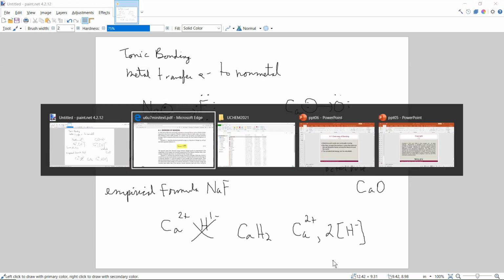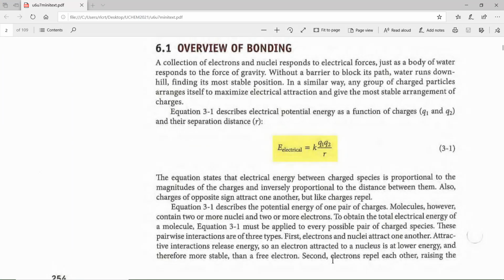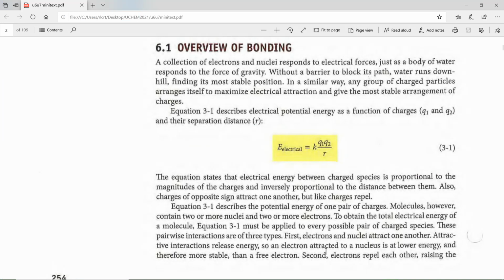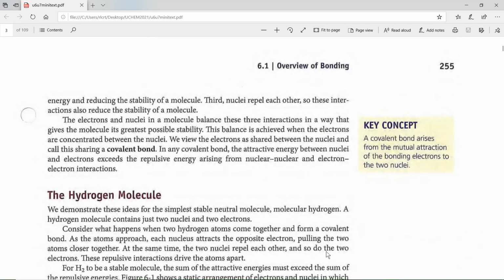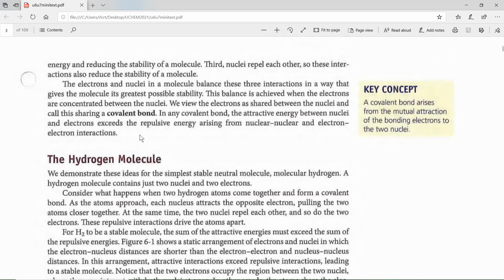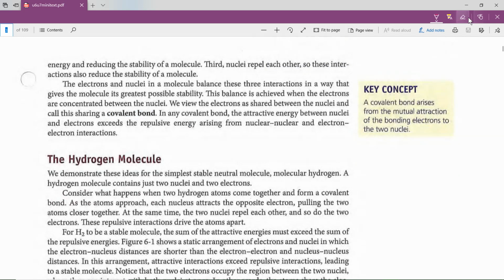So let's go straight to our textbook here, and there we go. Let's look at the example of sharing of electrons. Sharing of electrons is what we call a covalent bond. Covalent bond. I highlighted it. That's fancy, eh? So covalent bonds are between nonmetals and other nonmetals.